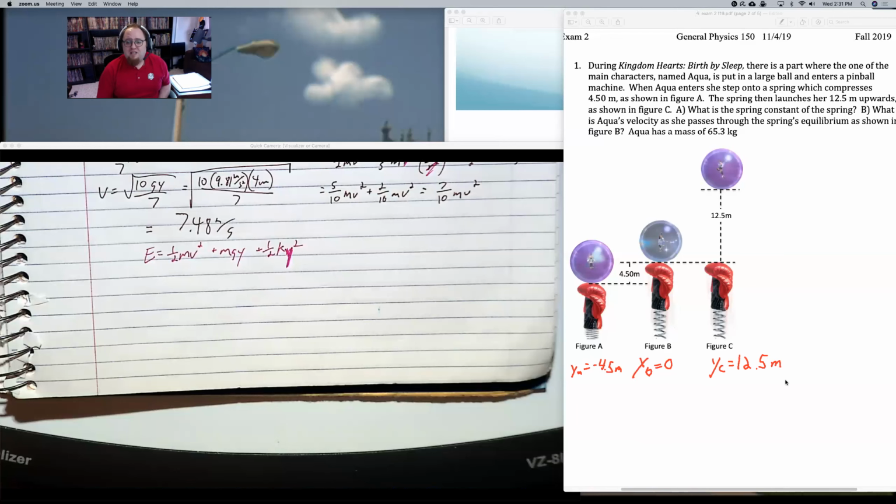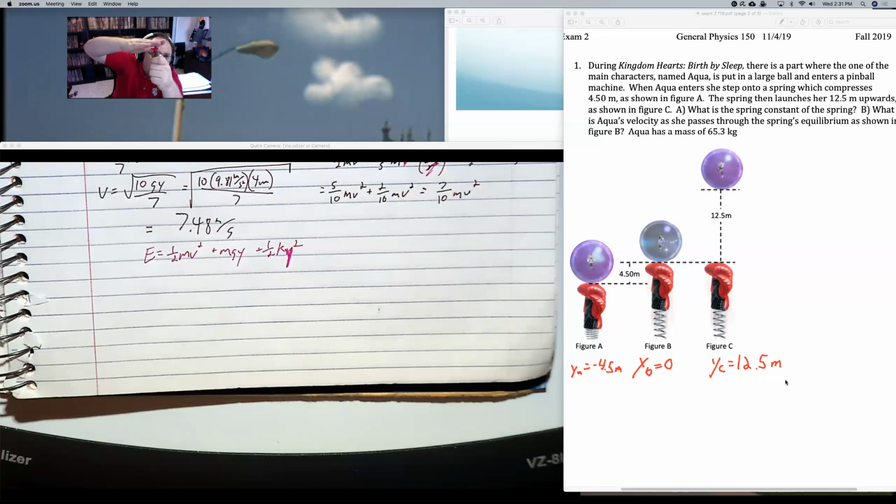We're also going to talk about velocity at various parts. It says, when Aqua enters, she steps on the spring, which compresses 4.5 meters and launches her upwards. Well, let's think about this. If she goes on this thing, and that's how far it compresses, then it pushes her up. What is that? Its max compression?